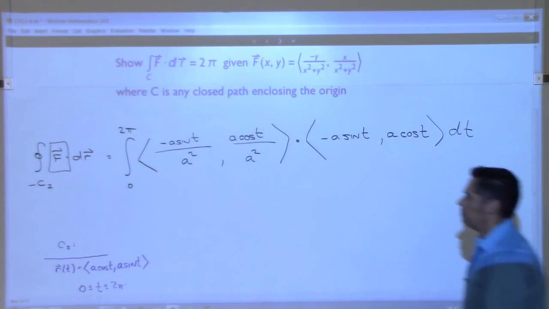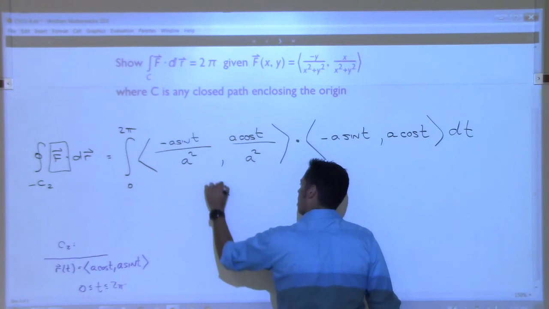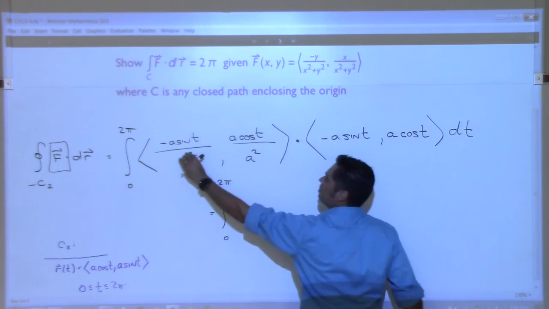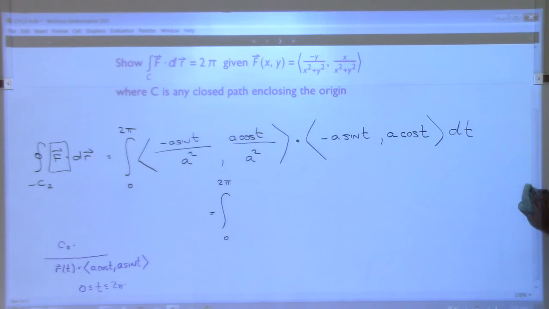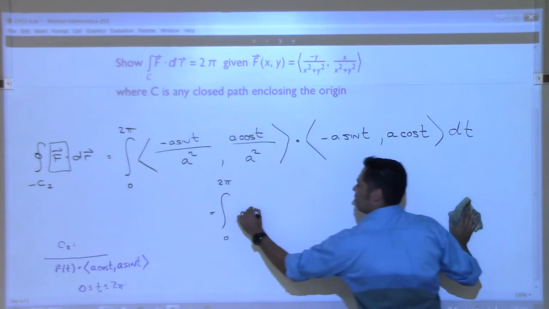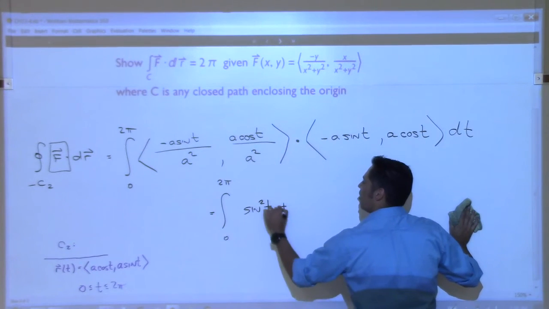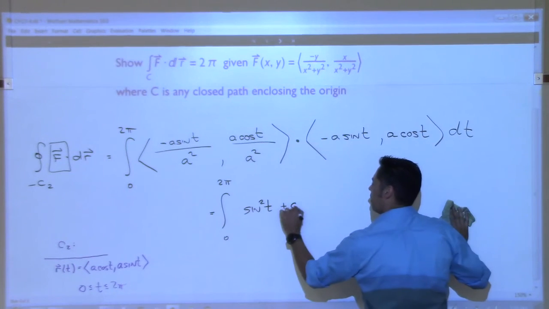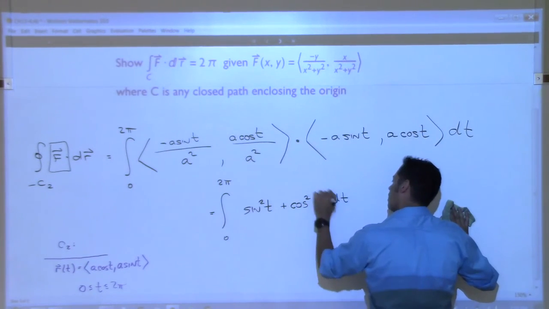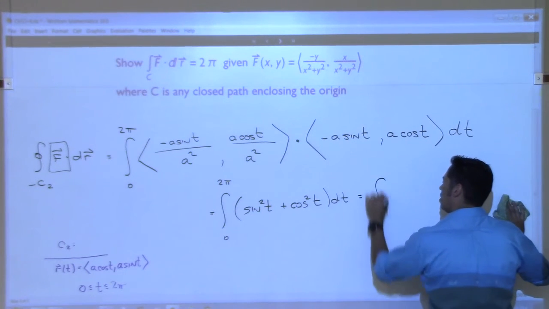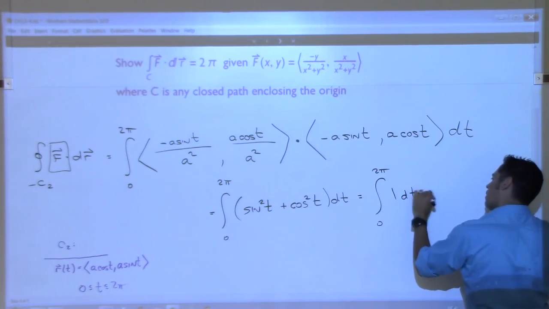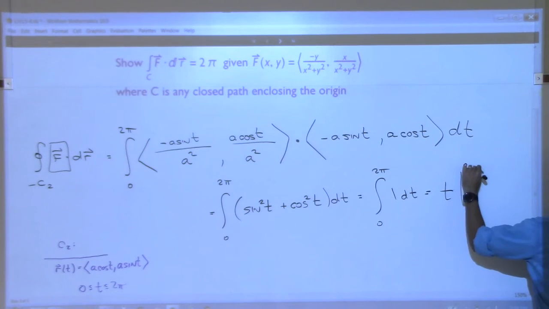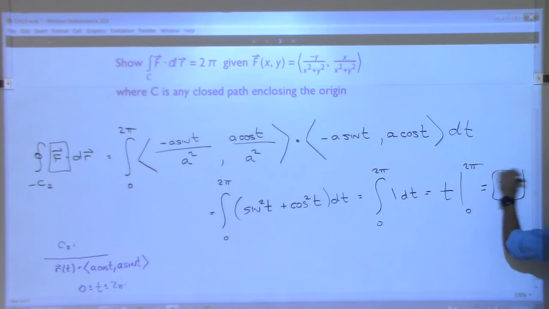And now let's dot. So when I do this times this, what do I get? I just get a squared sine squared t over a squared, and the a squareds cancel. So you get sine squared t. And plus the other one? Same story, cosine squared t. So this is really just this.